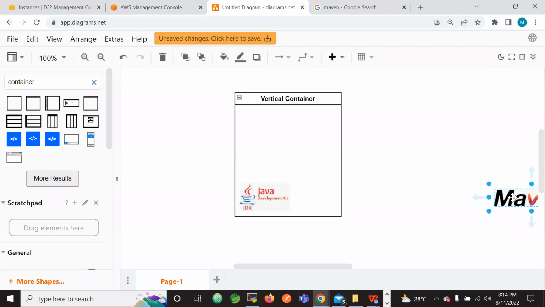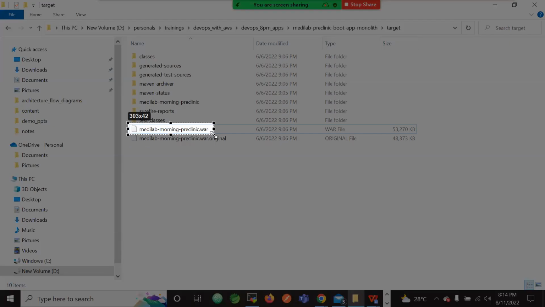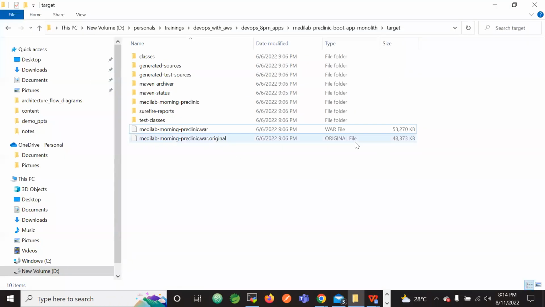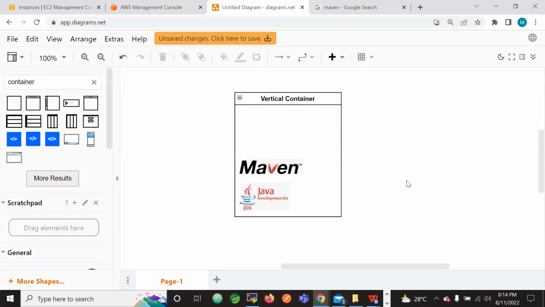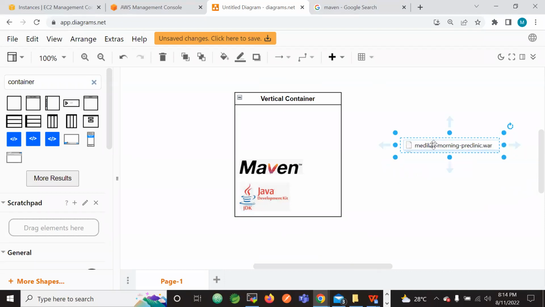What are these build tools, sir? We are not understanding. Don't worry. Just hear the concept. And in my machine, I have this application related file. Let me take a screenshot of it quickly and paste it here. Right, so this is the application file in my machine.